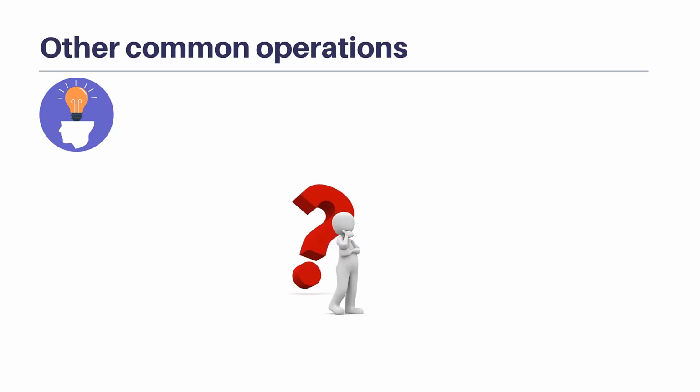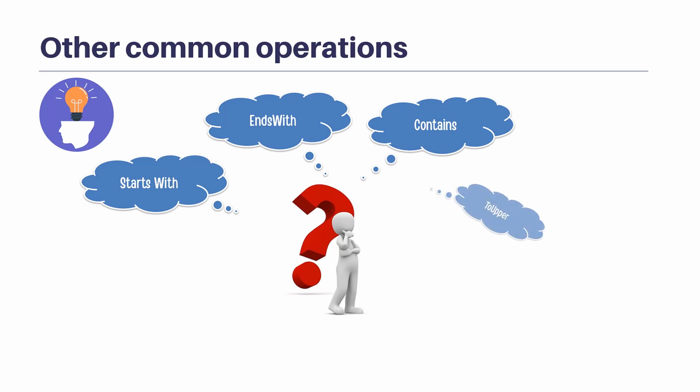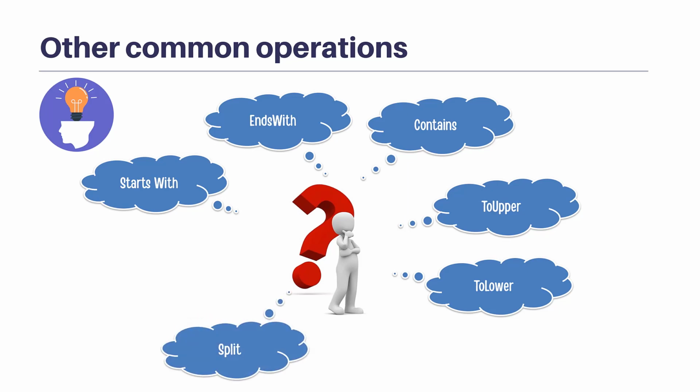There are many other operations that can be performed on strings. We can check if the string begins with a specific pattern or if it ends with a specific pattern. We can also check if a string contains another string, or sometimes we may want to modify the strings. We may want to convert all the characters from the string to uppercase, or otherwise convert all the characters from a given string to lowercase. Sometimes we may want to split a given string into multiple strings, while some other times we may want to concatenate multiple strings into a single one.